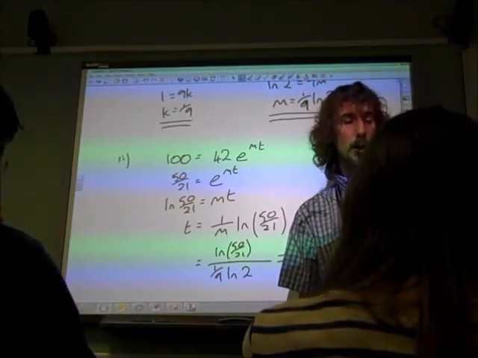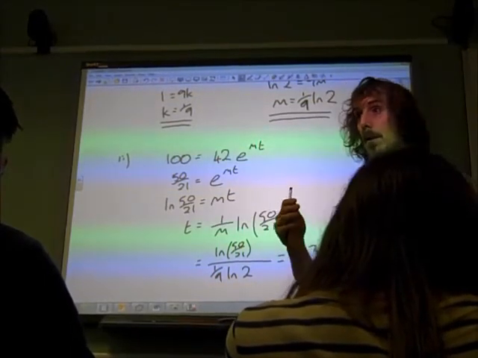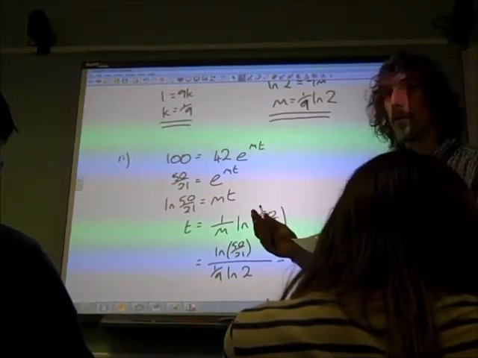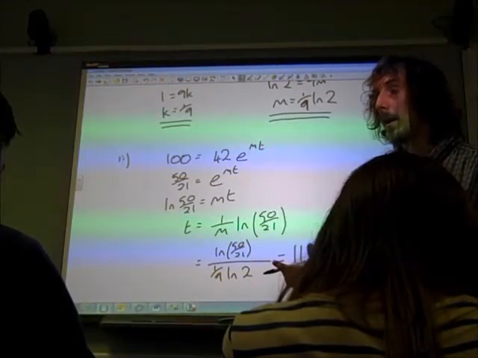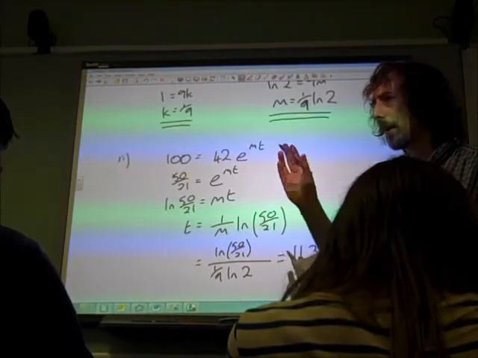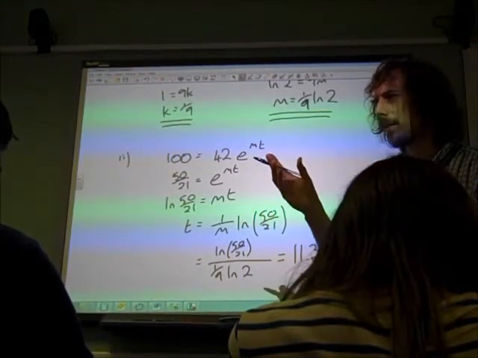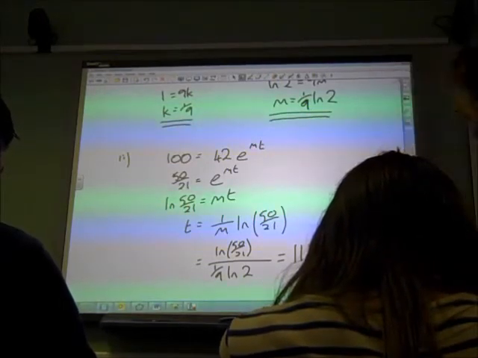You could have done that using the other equation, the 2 to the power of kt equation, and then taking logs of both sides and rearranging it that way. You could even, I think, probably have done that using the thing in the calculator that lets you change the base. I don't know if anybody did that. So there are quite a few ways of getting to that same answer.